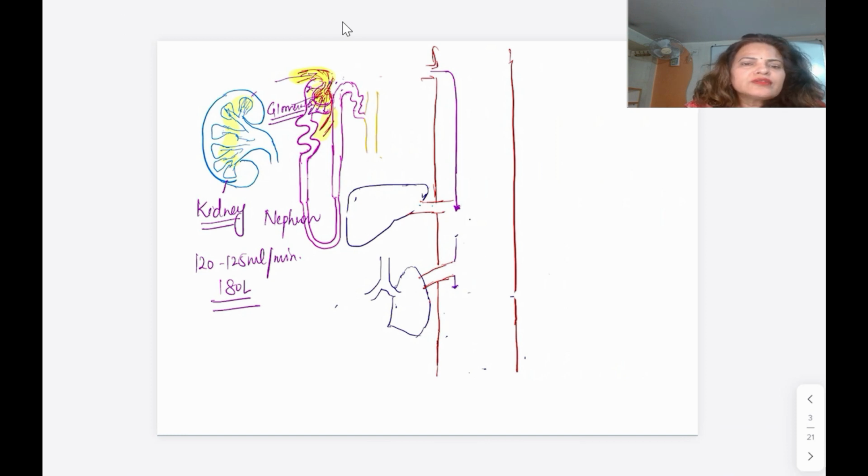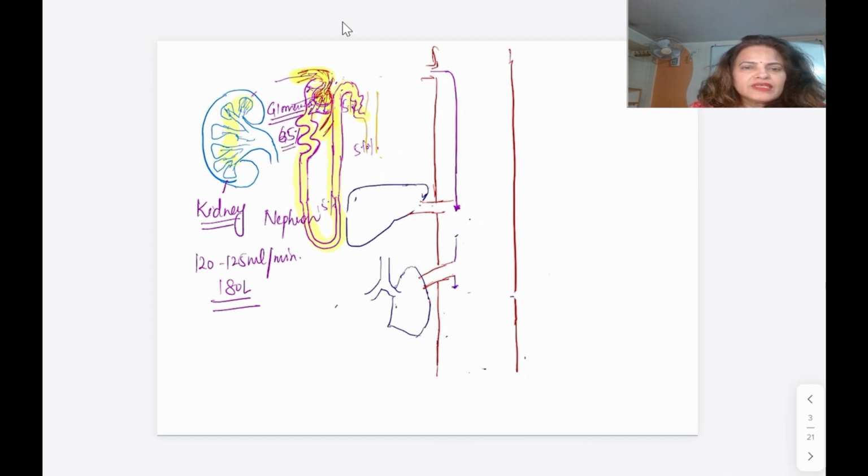Out of this 180 liters, mostly 99% is reabsorbed throughout the tubule. The maximum reabsorption happens in the proximal convoluted tubule, 65%. Okay, 15% over here, then 5 to 10% over here, and then 5 to 10% over here. So this way the reabsorption of the filtrate will happen.